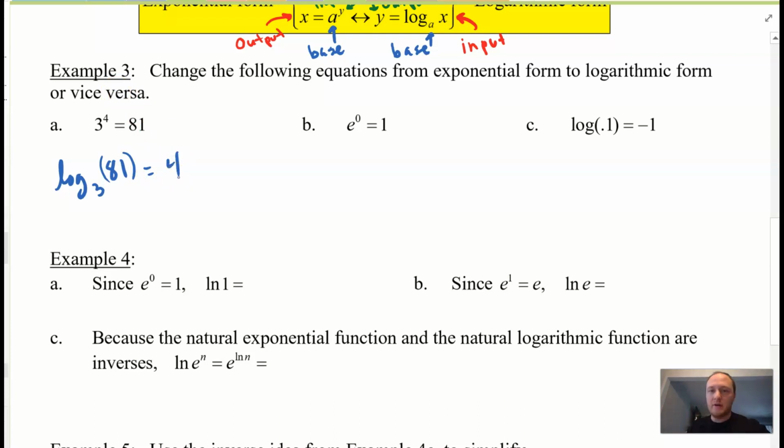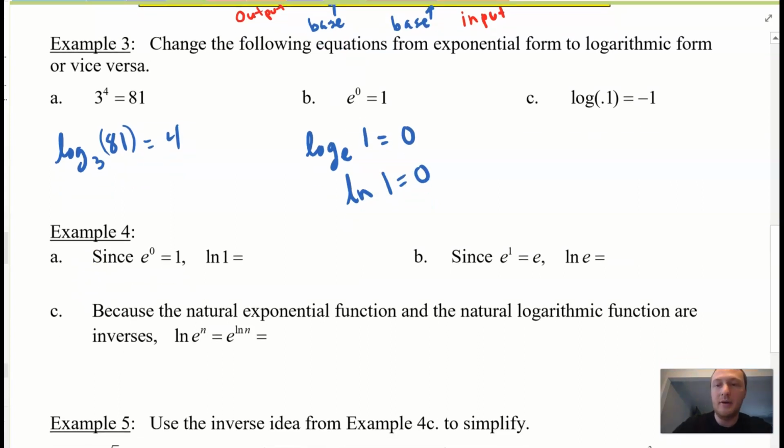Okay, over here, base e. Well, I have log base e, okay, input and output switch. So 1, which is equal to 0. And again, this is a rookie move. Log base e, that's known as what? Natural log of 1, okay, is equal to 0.